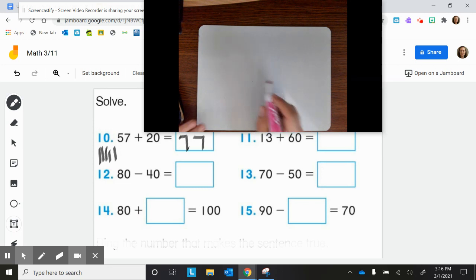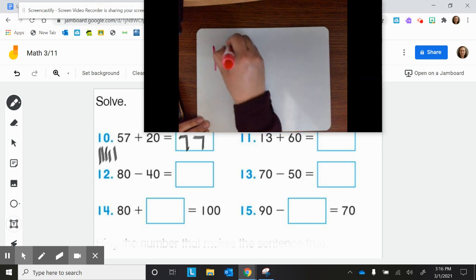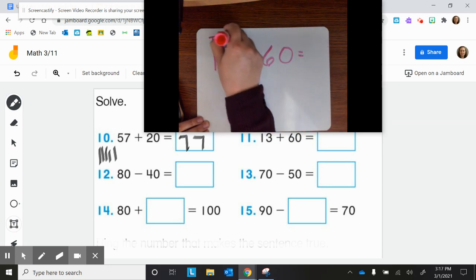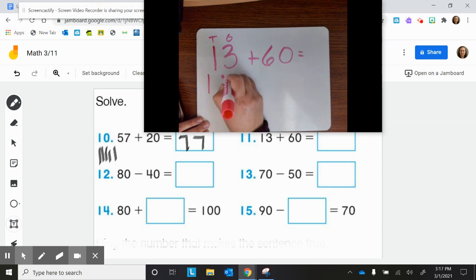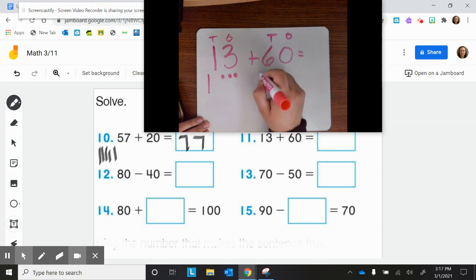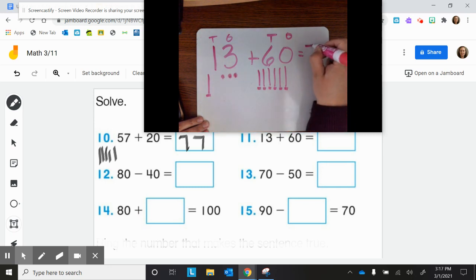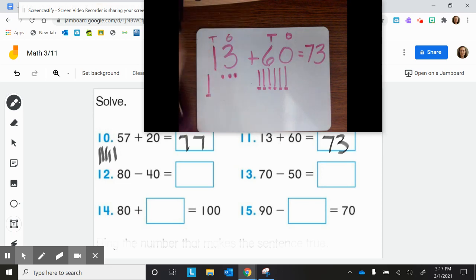Let's do number 11. Number 11 says 13 plus 60 equals blank. Let's draw our 13. We have 1 ten, 3 ones. Over here in 60, we have 6 tens, 10, 20, 30, 40, 50, 60, 0 ones. Now let's count by tens. 10, 20, 30, 40, 50, 60, 70. Now by ones, 71, 72, 73. 73 is our total. So now let's write 73 in our math book. Good. Okay, moving on.